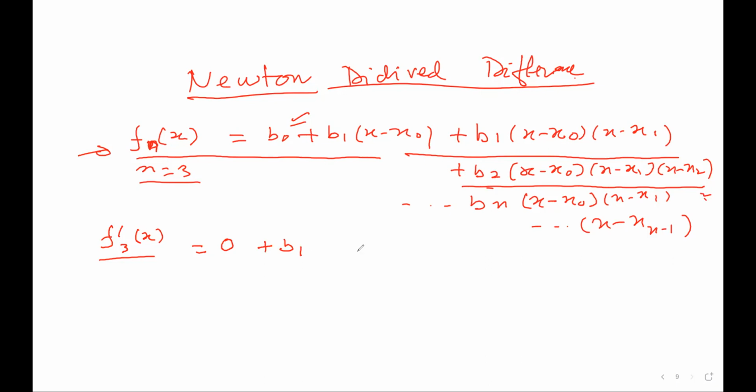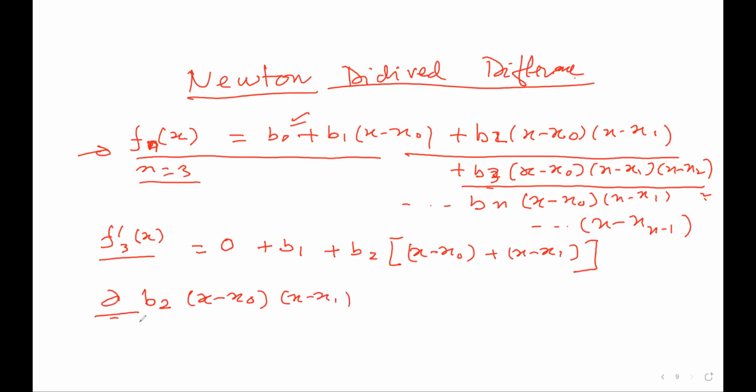Your third term would be equal to b2 into (x minus x0) plus (x minus x1), isn't it? Because b2 is constant, the term is b2 into (x minus x0) into (x minus x1). Here, this is b2, this is b2, this is b3, okay?